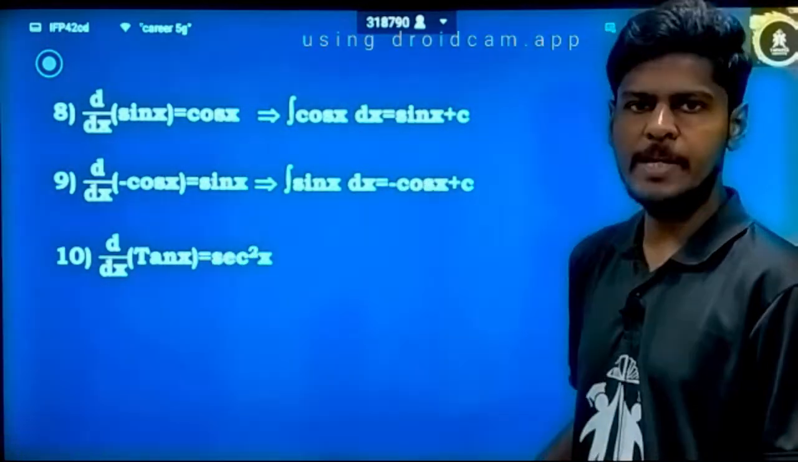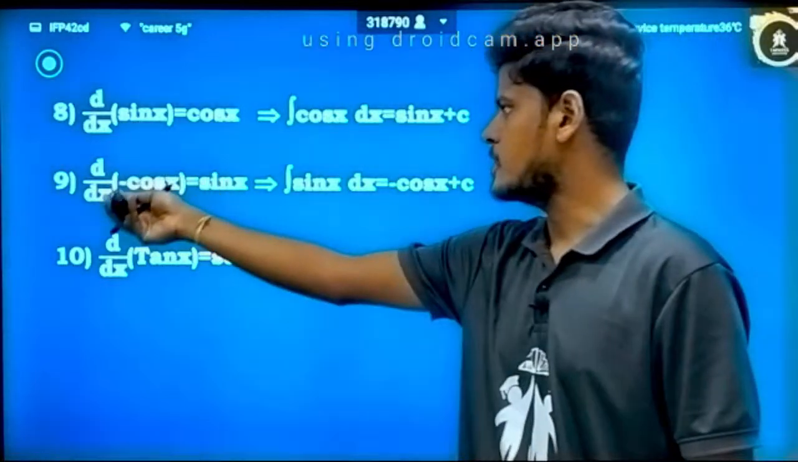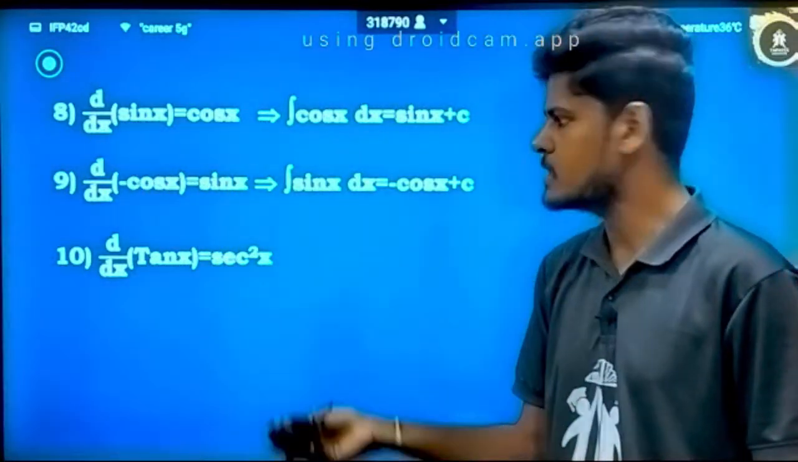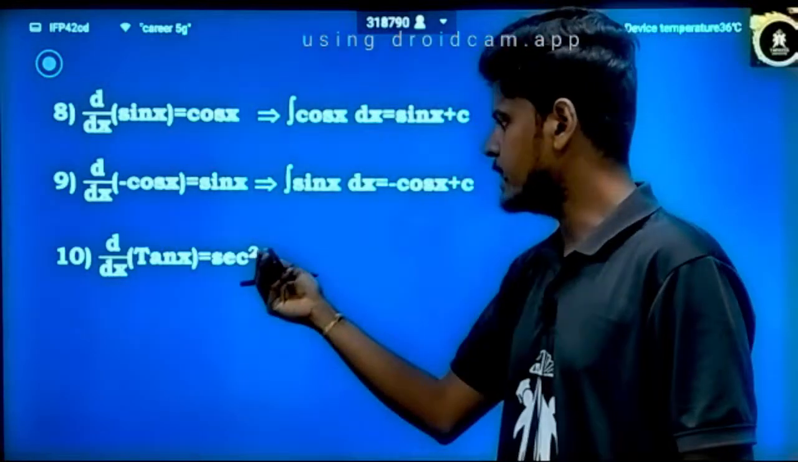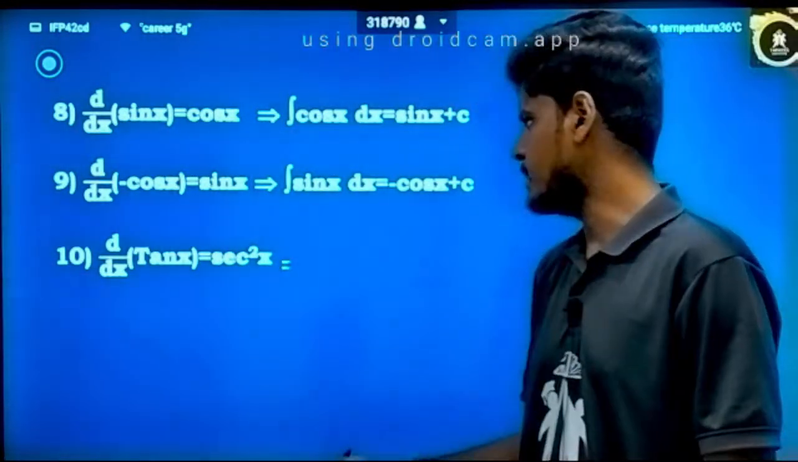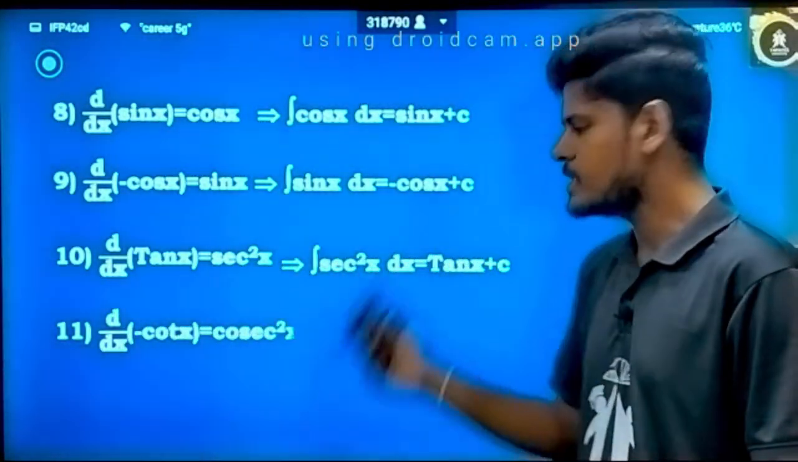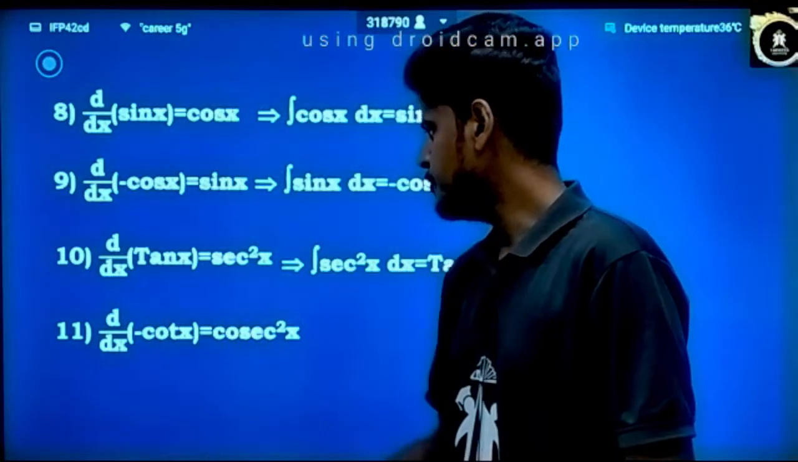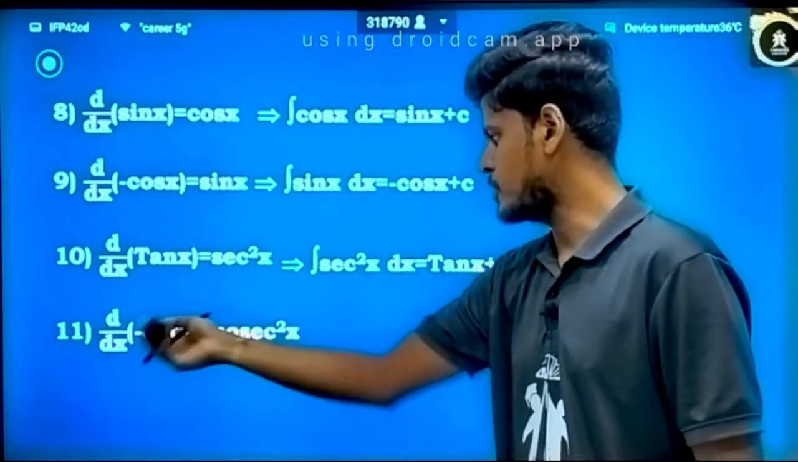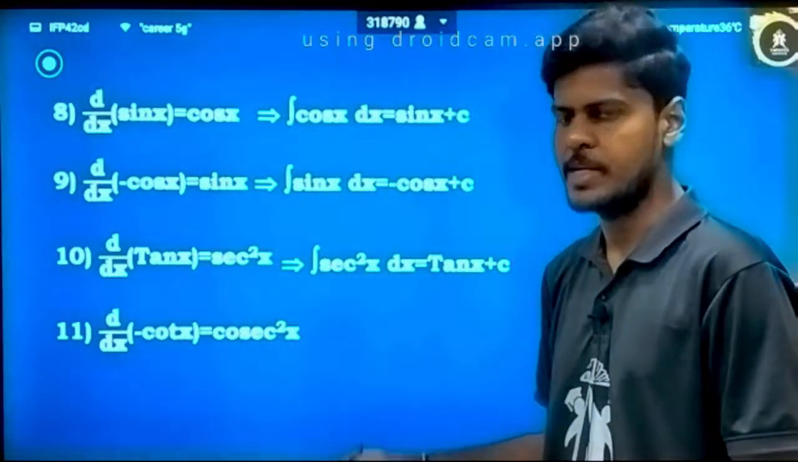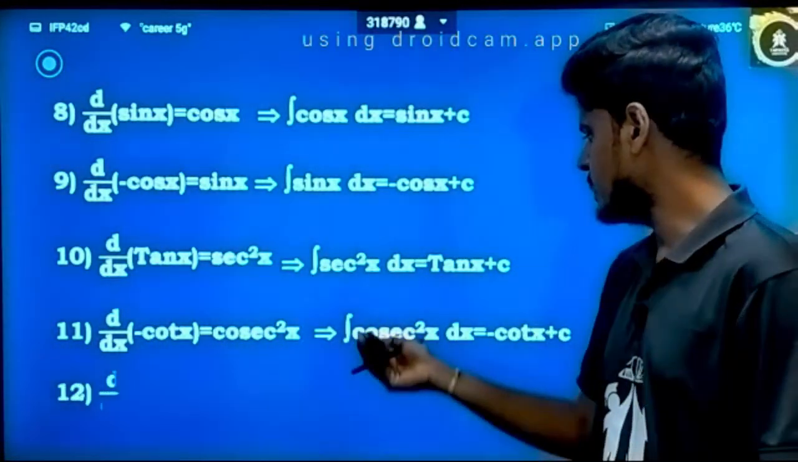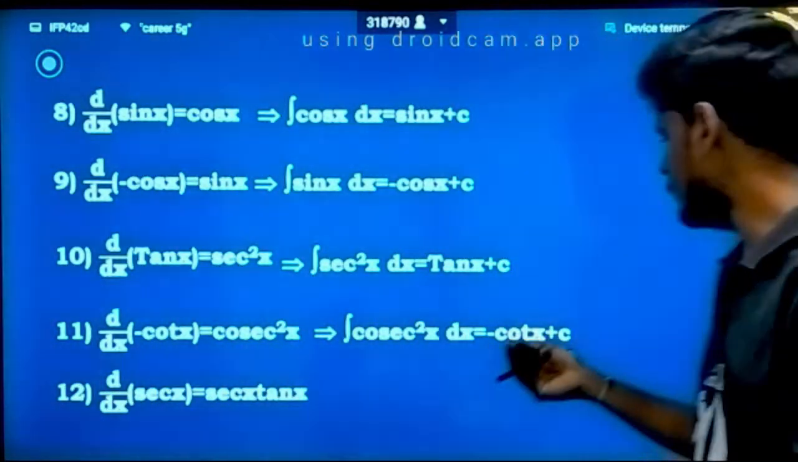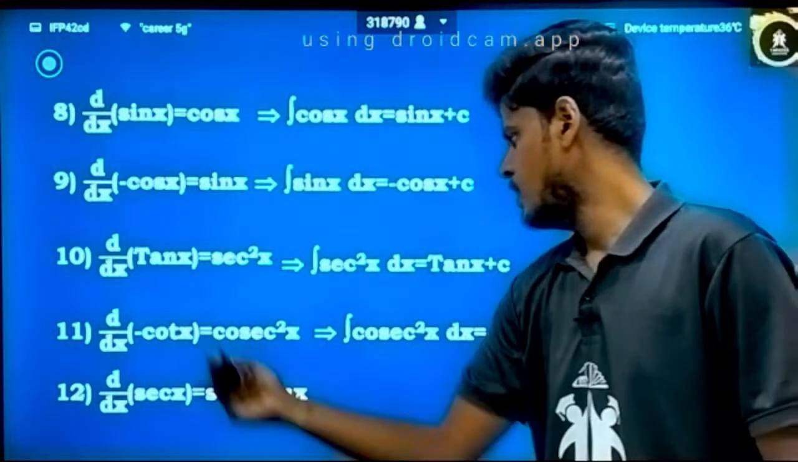Similarly, integral sin x will be minus cos x, as differentiation of cos x is minus sin x. Here differentiation of tan is secant square. Therefore integral secant square will be tan x. Differentiation of cot is minus cosecant square. So integral cosecant square x dx equal to minus cot x plus c.